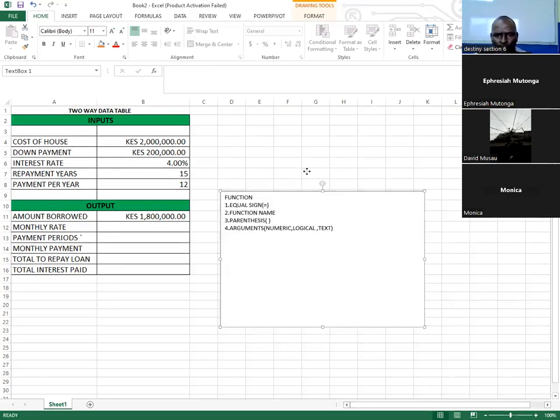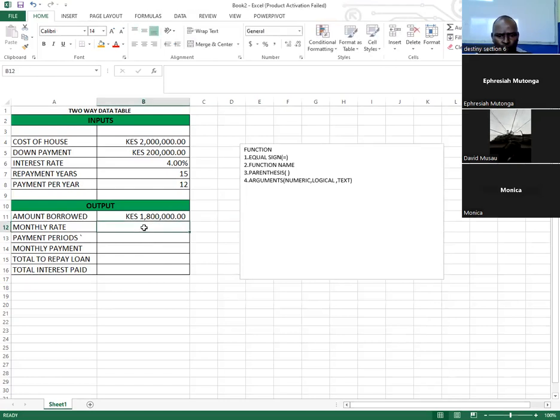Now we need to calculate this one. With the cell address formula, we don't have to type the numbers ourselves, like the 4%. Because we already have the input, I will select the cell reference. The cell reference is 4%, and we divide it by 12.